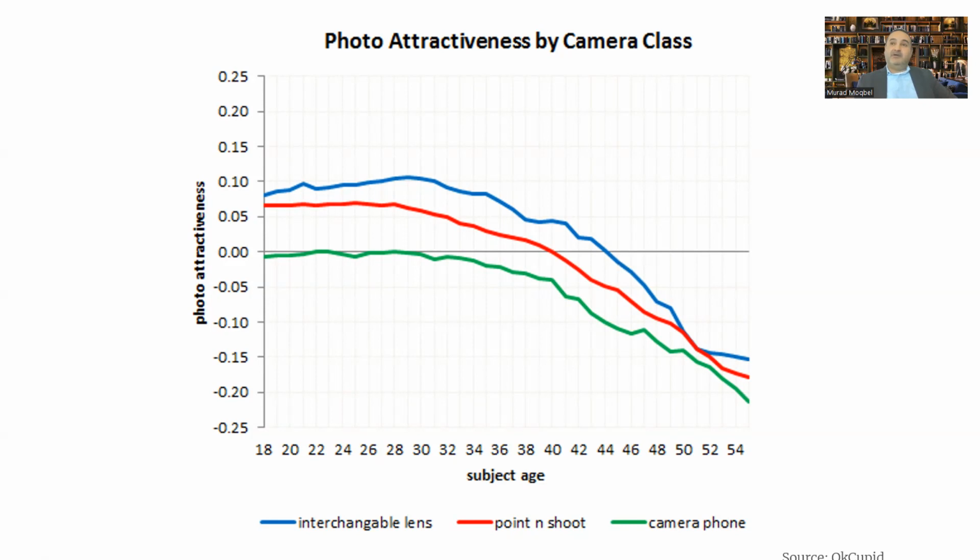So in other words, you can say that a phone camera increases your age, or you can say that the interchangeable lens camera will increase your attractiveness with age. So it is helpful. So in other words, don't take photos with phone cameras if you want to be attractive based on this data set.